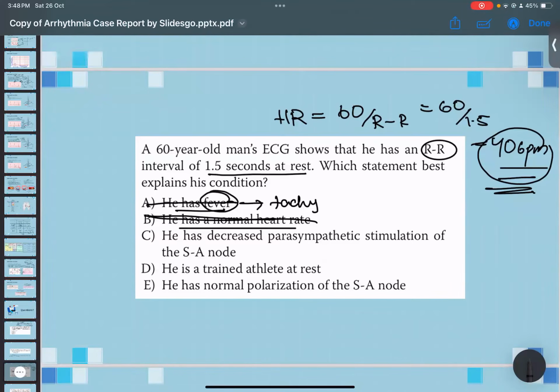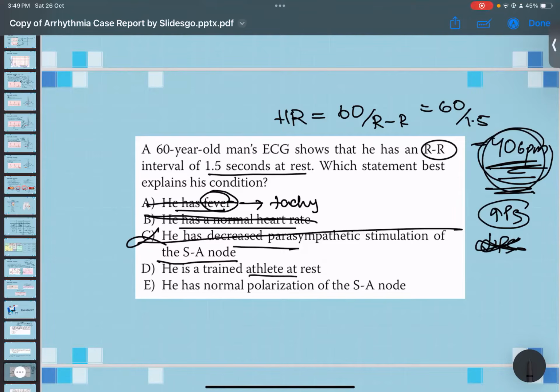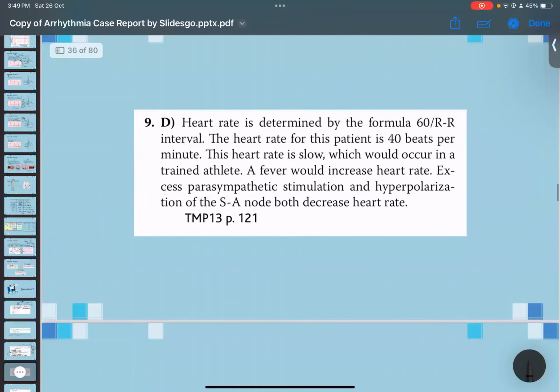Next option: he has decreased parasympathetic stimulation of the SA node. That is also wrong, because this heart rate is pretty low, and for it to be this low you should have increased parasympathetic stimulation rather than decreased. This is wrong. Next: he's a trained athlete at rest. This could be, because trained athletes usually have a lower heart rate. And he has a normal depolarization of the SA node. Basically, this indirectly says that he has a normal heart rate, which is wrong. So the answer is D. He is a trained athlete at rest.